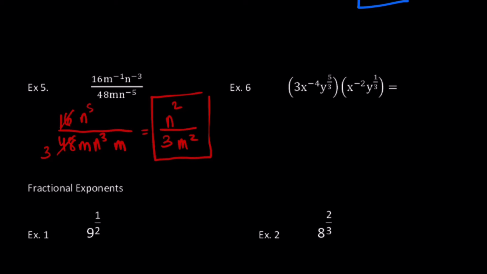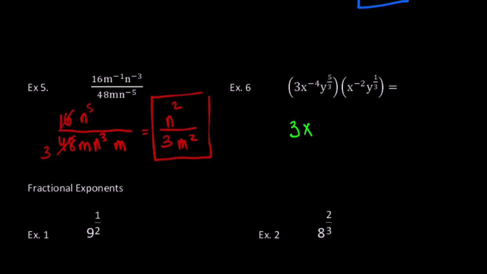All right, the next one is a combination of, I've got negative exponents, I've got fractional exponents, but remember, the process is the same. I'm multiplying my bases, which means I am going to add my exponents. So we just have to get good at adding fractions, that's all. Now, 3 times 1 is just going to be 3, so I'll write it down here. X to the, add your exponents.